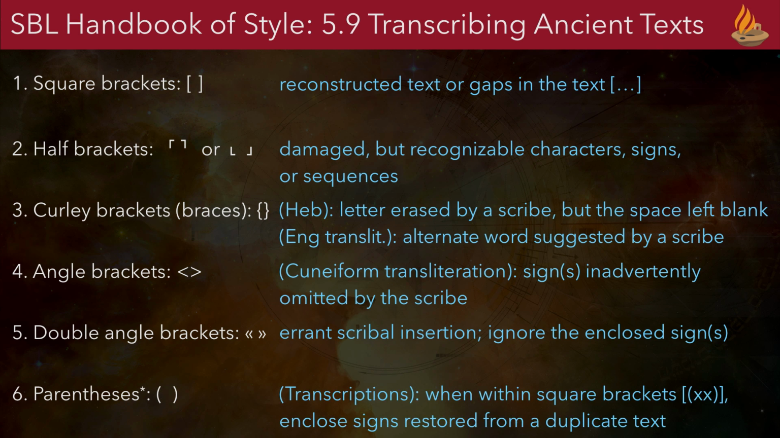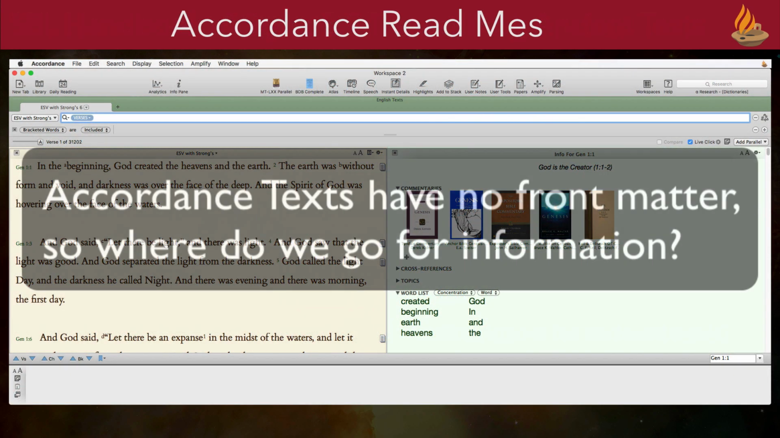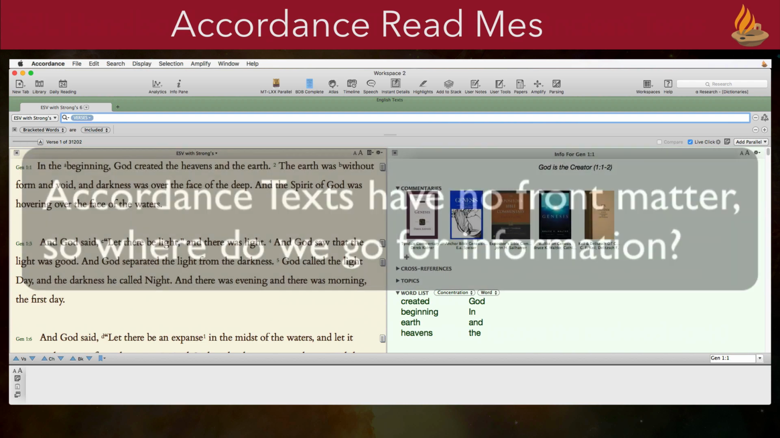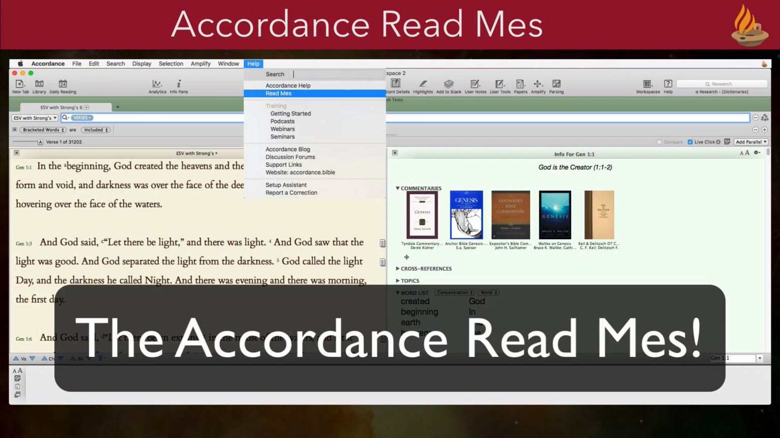Needless to say, but I will, editors may not follow these guidelines, so the section concludes with an appeal to all editors to explain their system in the front matter of their texts. However, Accordance texts have no front matter, so where do we go for information? The Accordance Read Mes, perhaps our most neglected resource.